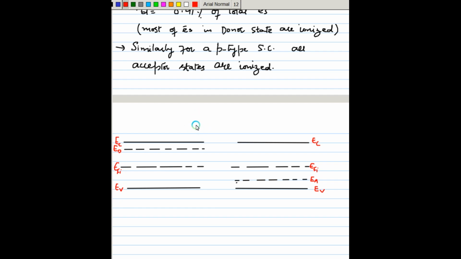So as we said, at room temperature all the donor states will be ionized and all the acceptor states will be ionized. So we'll see at T equals 300 Kelvin what will happen. That is, each of the donor states holding one electron would have donated its electron to the conduction band like this. Okay, so now we have electrons in the conduction band, and in turn what have they become? They have become Nd positive.